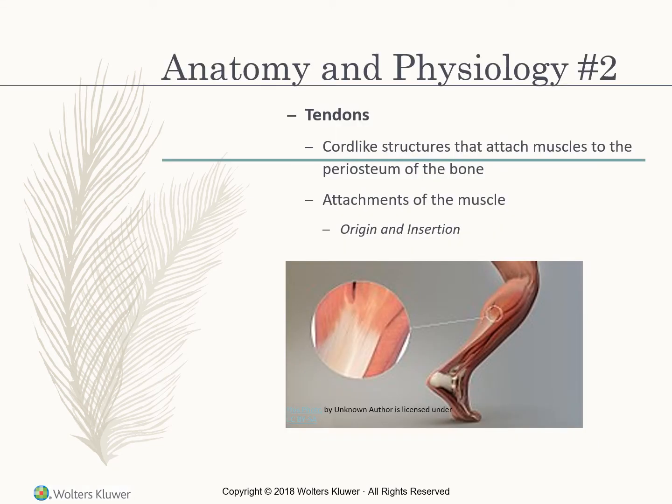Tendons are cord-like structures that attach muscles to the periosteum of the bone. A muscle has two or more attachments. One is called the origin and is more fixed. The other is called the insertion and is more movable. When a muscle contracts, both attachments are pulled and the insertion is drawn closer to the origin. An example can be found in the bicep of the arm, which has two origin tendons attached to the scapula and one insertion tendon attached to the radius. When the bicep contracts, the lower arm moves towards the upper arm.